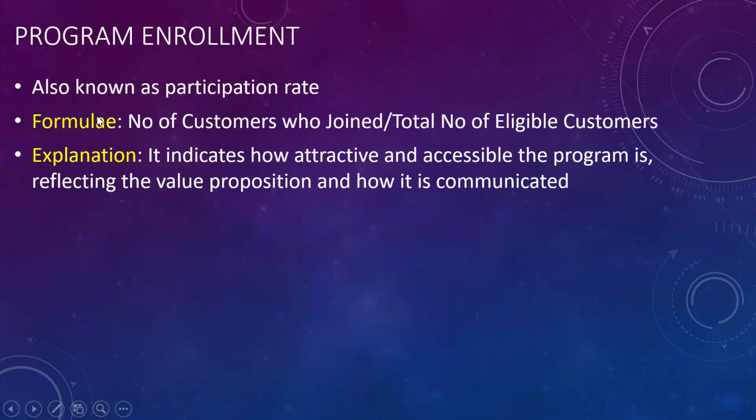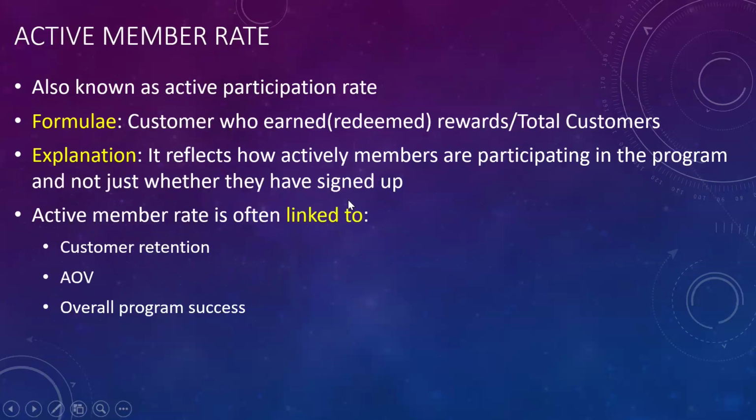So program enrollment, also known as participation rate, is the number of customers who join divided by the total number of eligible customers. It indicates how attractive and accessible the program is, reflecting the value proposition and how it is communicated. So both are important, the value proposition and how it is communicated.